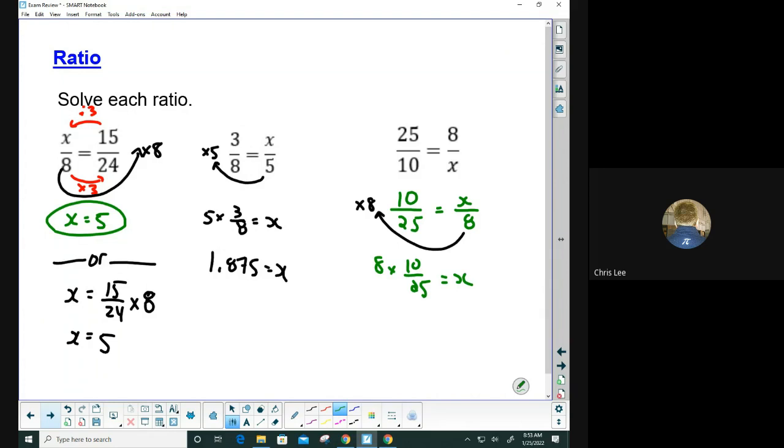Again, I think we're going to end up with a decimal. 8 times 10 is 80, divided by 25 is 3.2. Is that right? Okay. We don't have to do it in our head. We can just grab our calculator there. So does that sound familiar? Ring some bells, yeah?